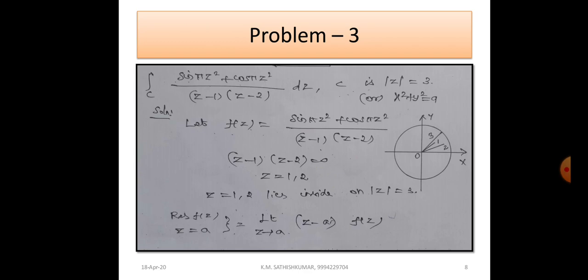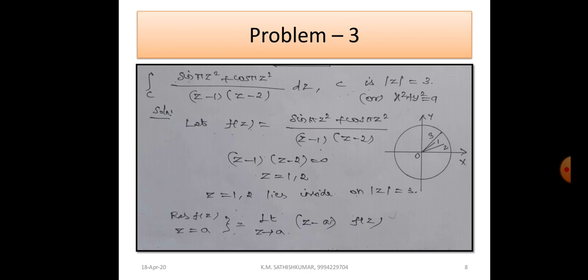So we are going to check. Here modulus of z is equal to 3. Here the radius of the circle is 3. Here mod z is equal to 1, 2. So 1 lies inside, 2 also lies inside. So both the poles lie inside. That's why they are poles of order 1.